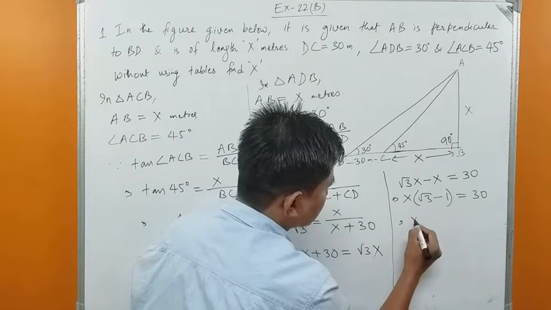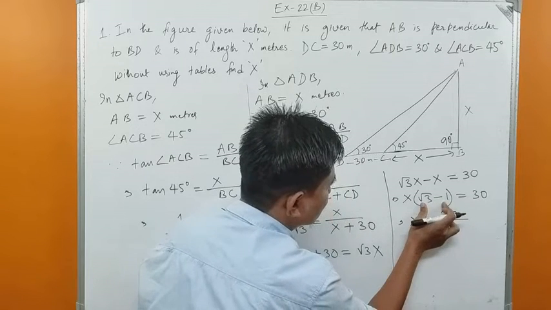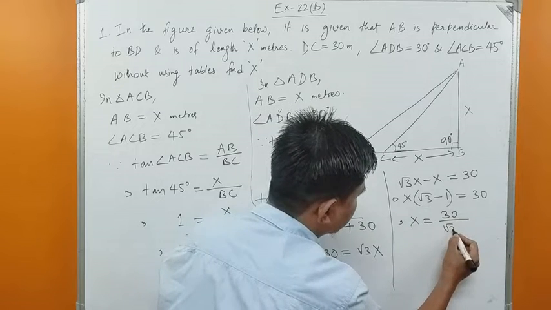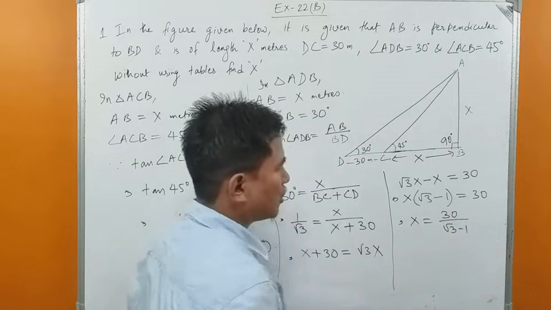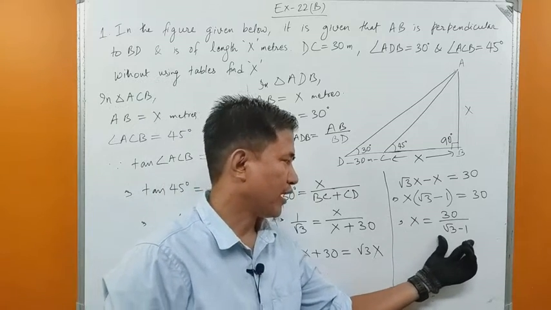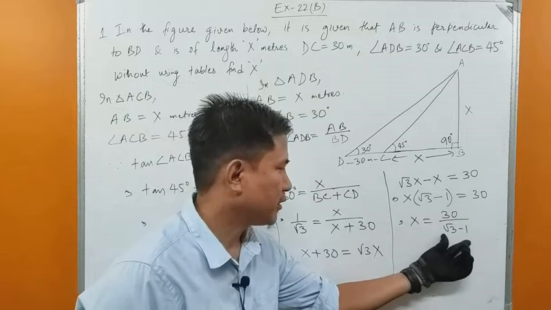Or x equals 30, which is already on the right hand side. So we take root 3 minus 1 to the right hand side. By cross multiplication it goes to the denominator. So the value of x is this, but we cannot keep a number having a root in the denominator, okay? So let us rationalize this number.